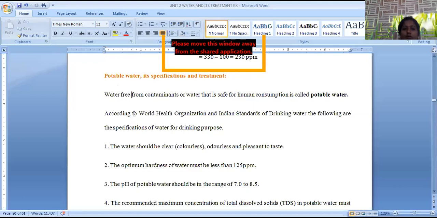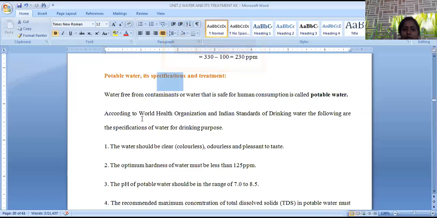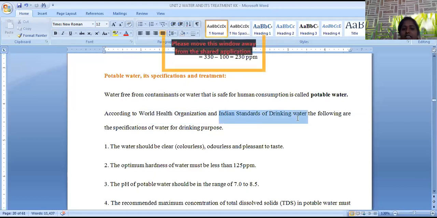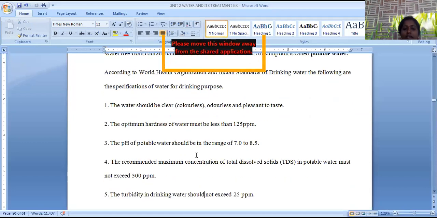Here, for potable water, some specifications and important characteristics should be followed, then only it will be fit for drinking purposes. These specifications of potable water are given by the World Health Organization, which is called WHO, and the Indian Standards of Drinking Water. According to these two organizations, here we are discussing some of the important characteristics which should be satisfied in order to consume water for drinking.